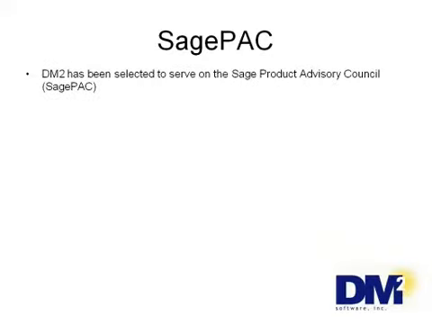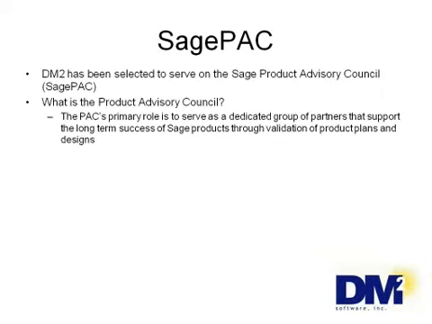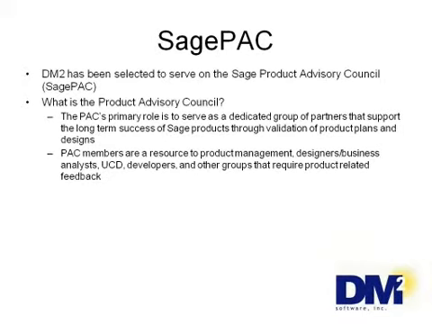The first thing we're going to discuss is something called the Sage Product Advisory Council. DM2 has been selected to serve on the Sage Product Advisory Council, or the Sage PAC. The Product Advisory Council itself is a dedicated group of partners and people that work with Sage software that are involved in the product planning and the development process to actually bring feedback into the new products that Sage works on. So as most of you know, we partner up with a company called Sage Software to build the accounting piece that we build the petroleum package on top of.